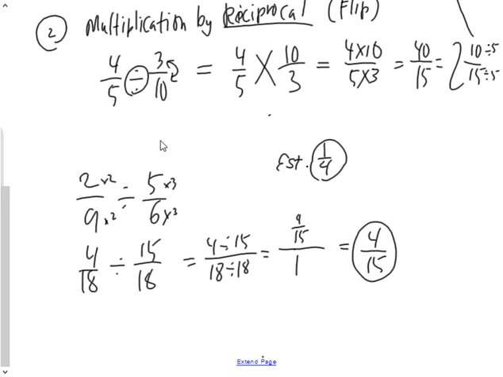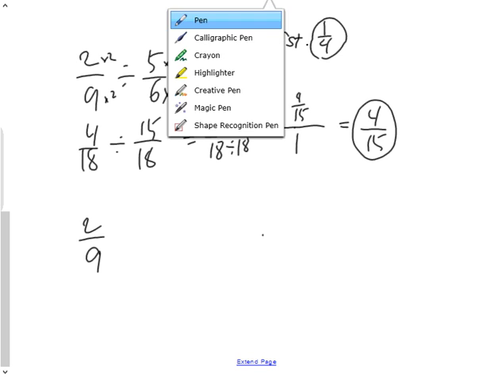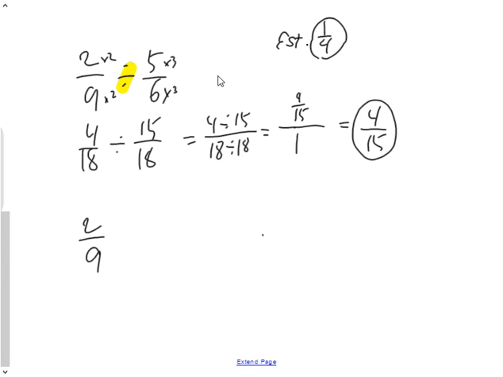The second method you could have used here would be the multiplication by reciprocal. So keep your first fraction, change the division to multiplication, and use the reciprocal of the second fraction. The second fraction was 5 over 6. The flip, or the reciprocal, will be 6 over 5. And now that you have it rewritten as this equation, multiplication is so easy. You can multiply your numerators to get 12, multiply your denominators to get 45.